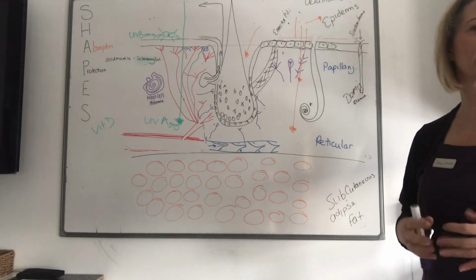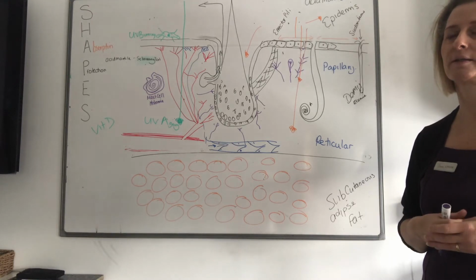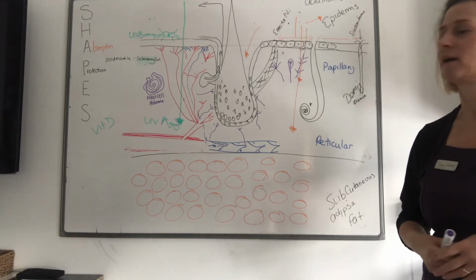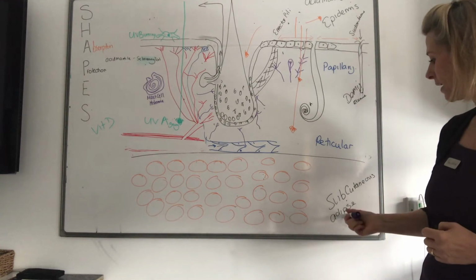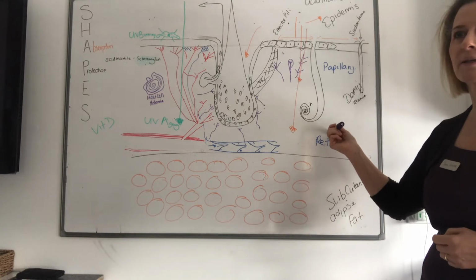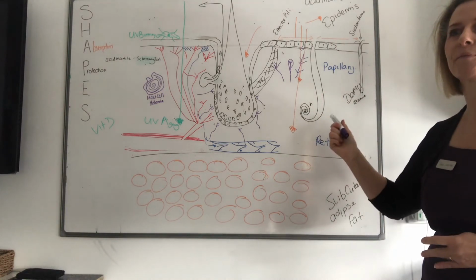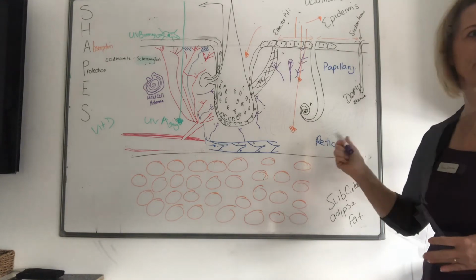What is collagen and elastin? What type of component is it? Okay, so we talked about this being adipose tissue. What type of tissue is in the reticular area? Connective tissue.